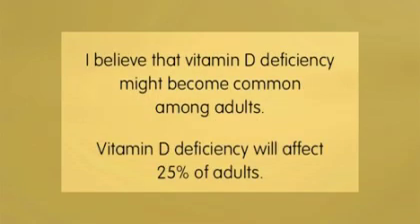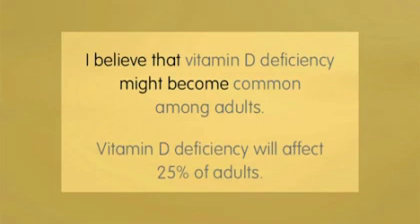Now look at these two sentences. I believe that vitamin D deficiency might become common among adults. Vitamin D deficiency will affect 25% of adults. The first is an opinion. I believe, might become. The second is a fact. Will affect 25% of adults. Now let's watch the clip again. Listen for the phrases and modal verbs of opinions.